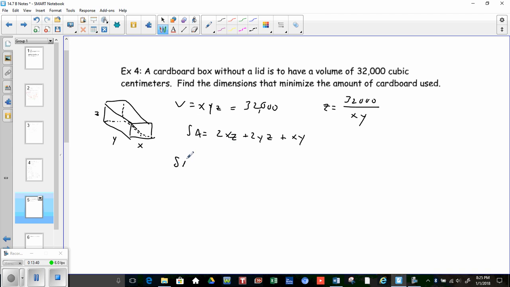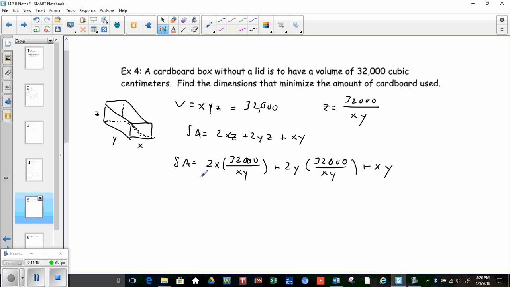So the surface area is going to be 2x times 32,000 over xy, plus 2y times 32,000 over xy, plus xz. I'm sorry, xy.